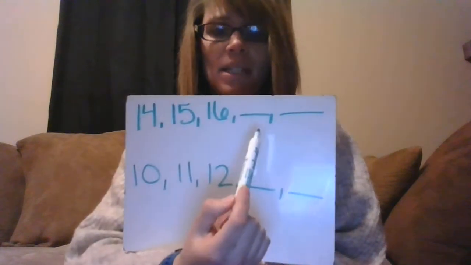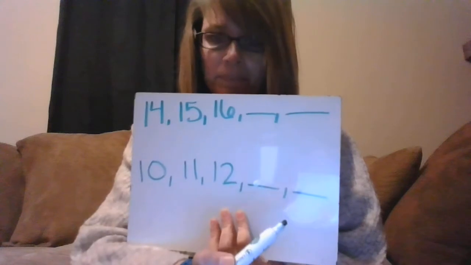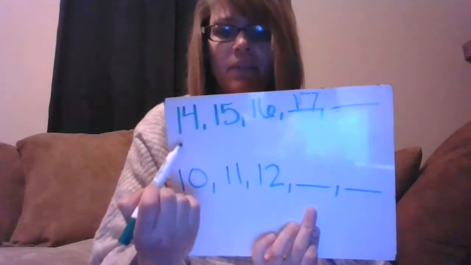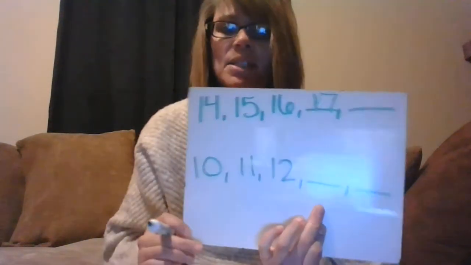So now think about what's going to come next. If my numbers are going up and I'm counting in order, okay, so my next number would be 17. So I'm going 14, 15, 16, 17. Then the final number, if I'm still counting in order, would be 18.